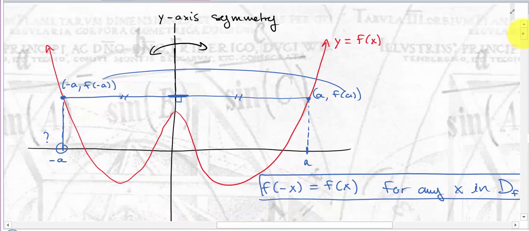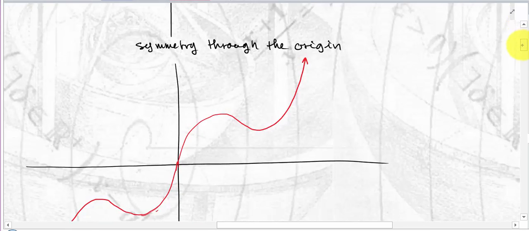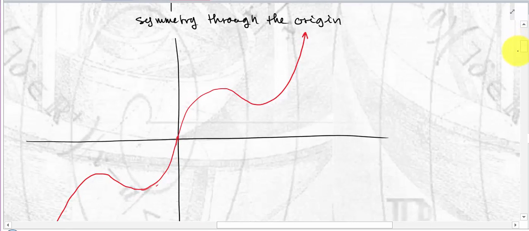Second type of symmetry. The second type of symmetry is a symmetry through the origin. So what's going on here? If I have a point right here, and I have a symmetry through the origin, then by drawing a line going through the origin, if I go to the same distance, I expect to find a point on my graph right there. This is what I'm expecting, same distance on the other side.